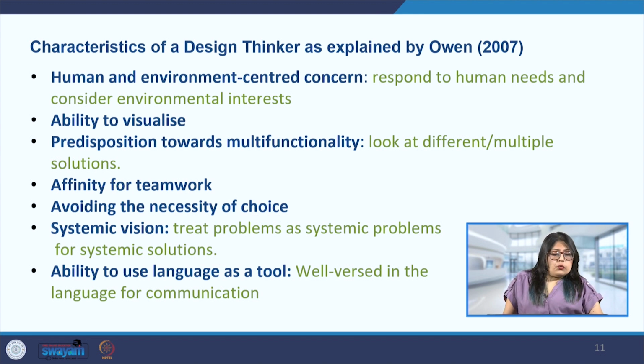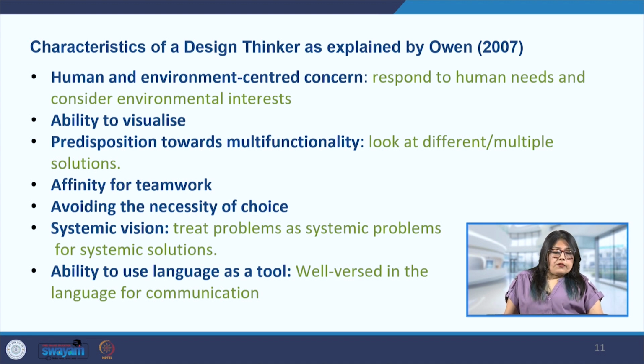Then, predisposition towards multifunctionality. Design thinkers naturally lean towards creating solutions that serve multiple purposes. Of course one product can always have multiple uses, and designers seek to design products or systems that can perform various functions. So we don't have too many independent devices doing independent functions, but what if they were combined and multiple features could be integrated into one.